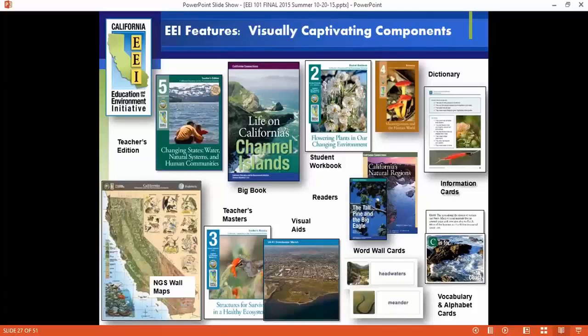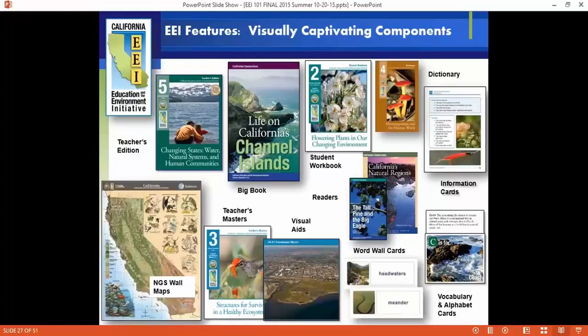And of course visual aids, teachers' masters that contain your choice of unit assessments, either the alternative unit assessment or the traditional unit assessment. And we'll get to that. And then the NGSS wall maps that I could just rave on and on about. They're really wonderful. They're a fabulous source of information and really help to meet that Common Core standard for students to get information from multiple media and multiple sources.